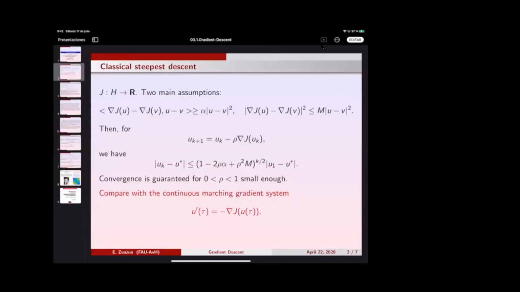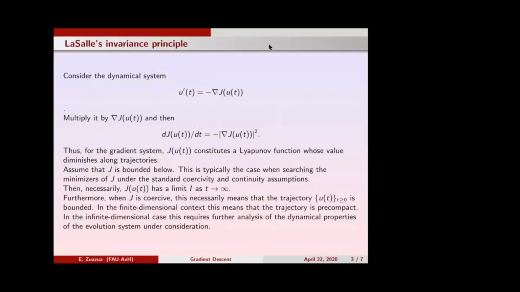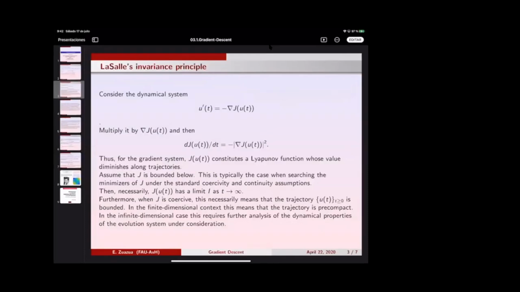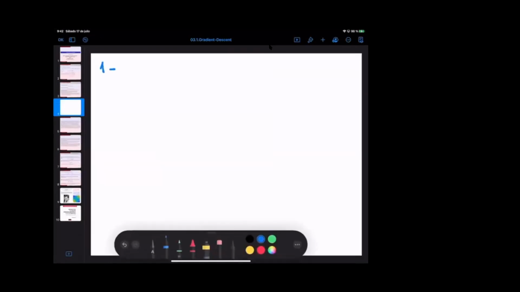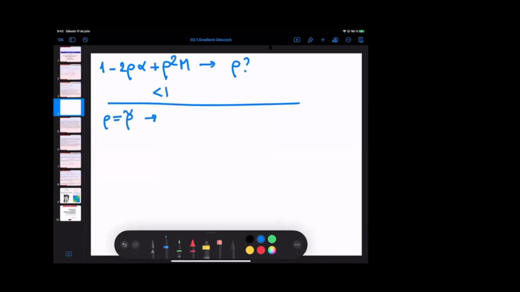I could just simply say, sorry, how do I add a page? Okay, I have a page here. So we have 1 minus 2 rho alpha plus rho square m. I want to achieve a rho so that this is less than 1. Well, the best I can do is take rho equal, say, rho tilde, so as to minimize this function.